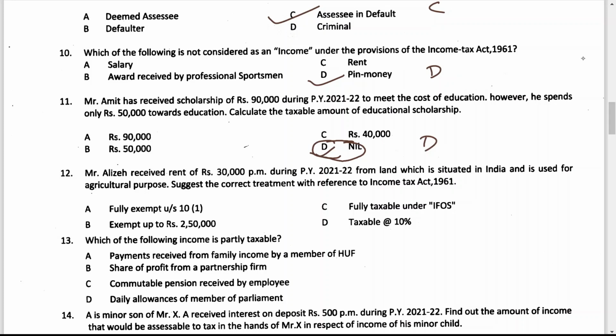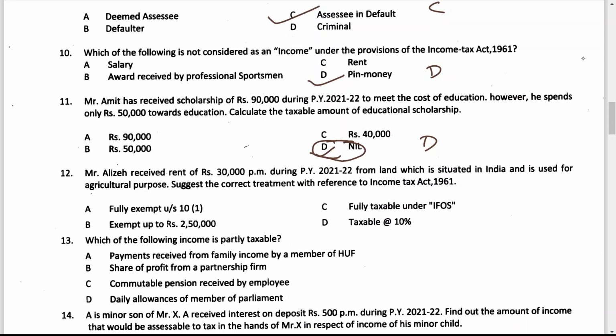Mr. Ali received rent of rupees 30,000 per month during the previous year 2021-22 from the land which is situated in India and is used for the agricultural purpose. Suggest the correct treatment with reference to Income Tax Act 1961.